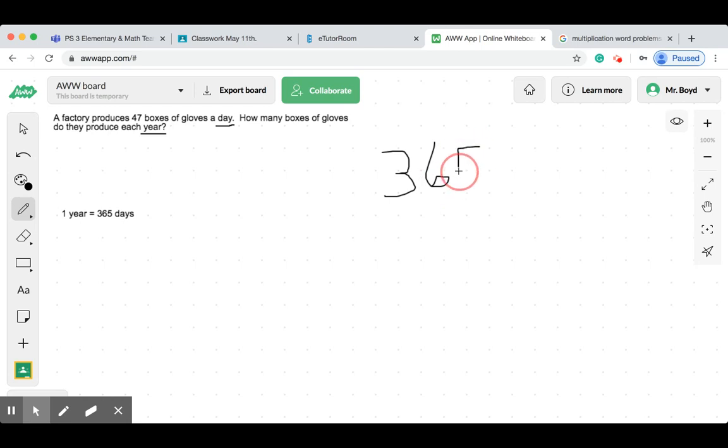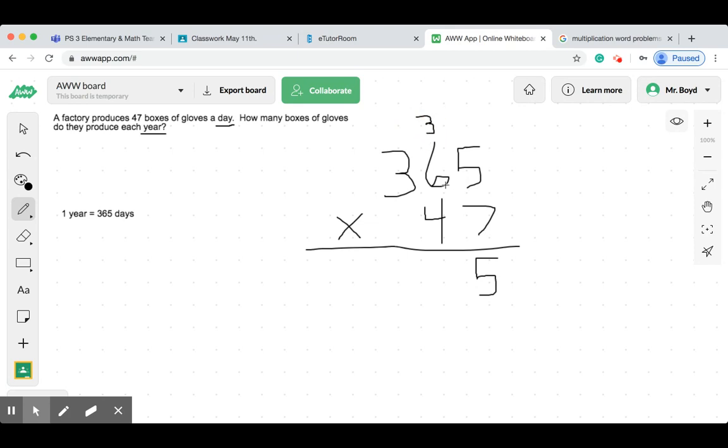365 times 47, just like we did in the previous problem, making sure that we line up our place values. And now we can start. Again, I'm always going to start in my ones place with my bottom number. So I will do 7 times 5. I will get 35. Place my 5 down here. Carry my 3 to my tens place.